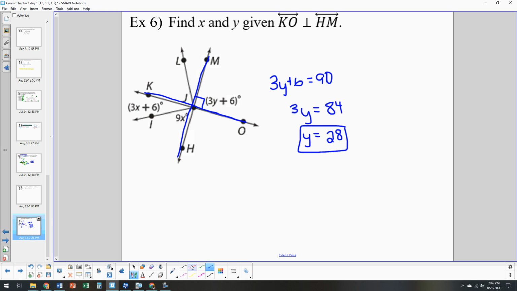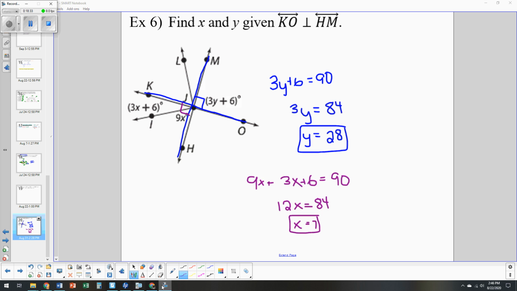All right. Then it stands to reason that if this is a right angle, so is every single intersection here, including this one. Now what this tells me is that together, using the angle addition postulate, these add to 90. So that's what I'm going to do. I'm going to do 9x plus 3x plus 6 equals 90. So we have 12x plus 6, I'm going to subtract that 6 right now, equals 84, and x equals 7. All right, and that is day 1 of chapter 1.